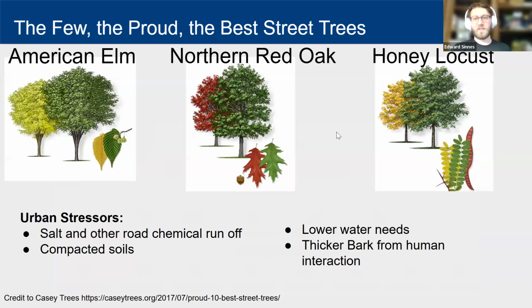So I said I was going to give you some examples. Here are some of the best. The few, the proud, the best street trees. There are others, but three of the best for native species: the American elm, the northern red oak, and the honey locust. All three of these deciduous trees can deal with compacted soil, salt and chemical runoff. They have lower consistent water needs. They're not like a sweet gum or red maple that want to have really wet feet, or even say a bald cypress that wants to be in the water, right? So they can deal with being in drought for a little bit.